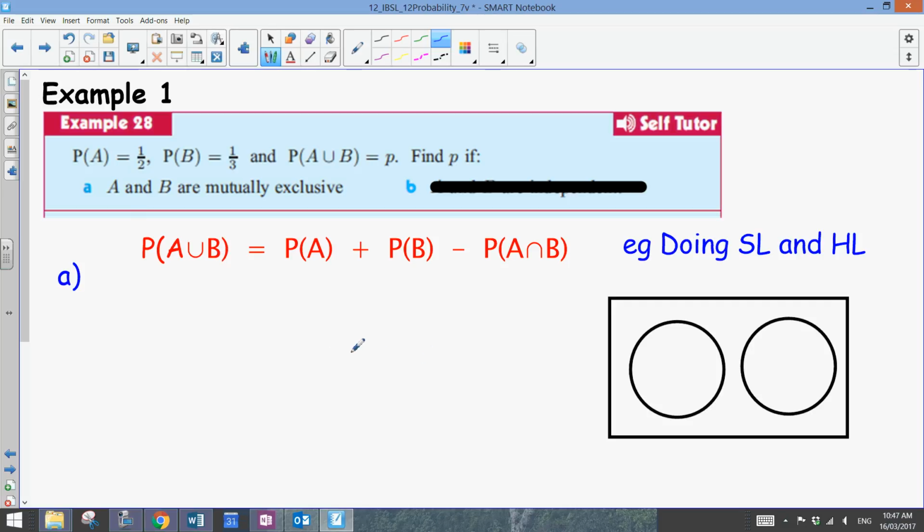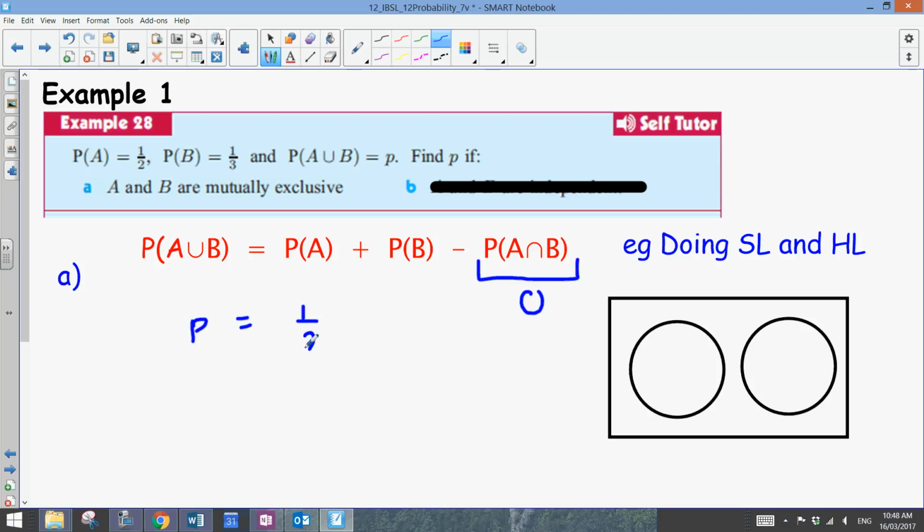Looking at this first example, you're given that the probability of A is 1/2 and the probability of B is 1/3, and your union is P. How could we show that A and B are mutually exclusive and find P to match that? Mutually exclusive just means there's no intersection, so we want that intersection to be 0. So we want the union to be P in this example.